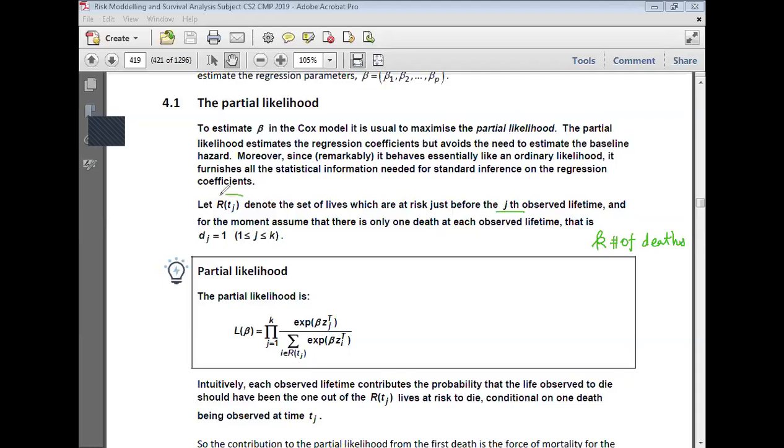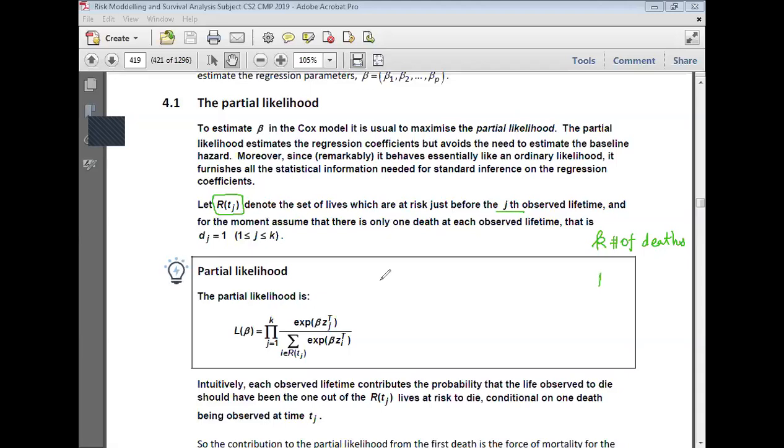When I'm writing my R_tj, that just denotes the set of lives which are at risk just before you observe some particular person to be dead. So this j will only go from 1 to k, because k is the maximum number of people I observe being dead here. Every time we have a person dead, we try to figure out the mortality rate. We have to see what goes in the denominator, and that is the number of lives that were exposed to the risk of being dead at that point in time.